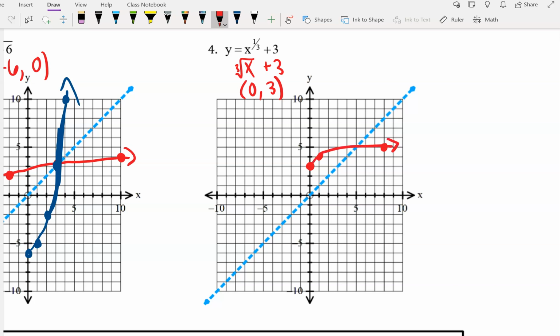And then I do the same thing in the opposite direction, but going downward this time. Over 1, down 1. Over 8, down 2. That gives us this elongated S shape. So that's the original function.